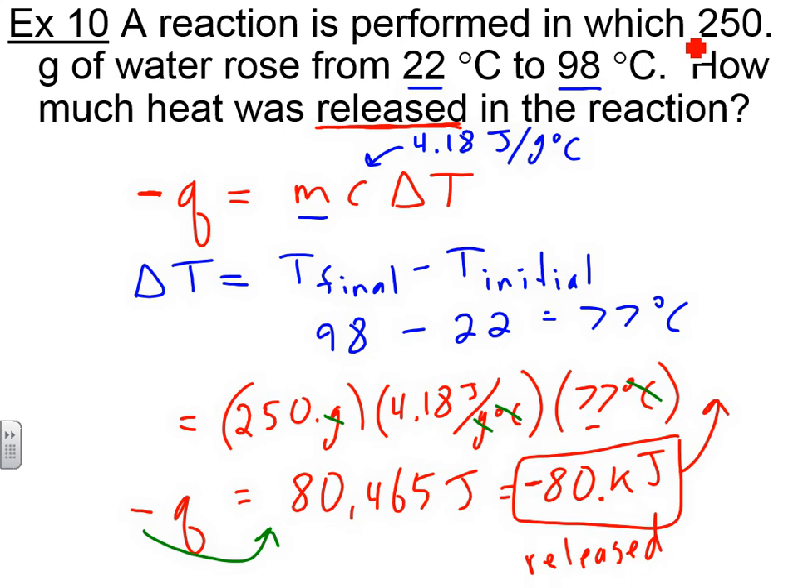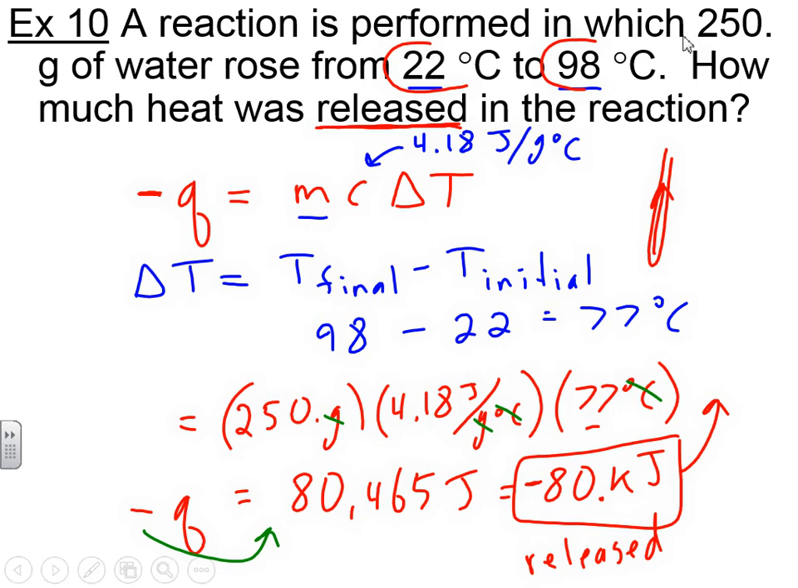If the temp goes up from 22 to 98, the temperature is going up. That means heat was released. The system actually released heat to the thermometer. The thermometer picked up the heat and went up in temperature. So anytime the thermometer goes up in temperature, you'll see that heat is released. And technically, you need to put a negative in front of your number. So we're going to try to keep track of this mathematically properly.